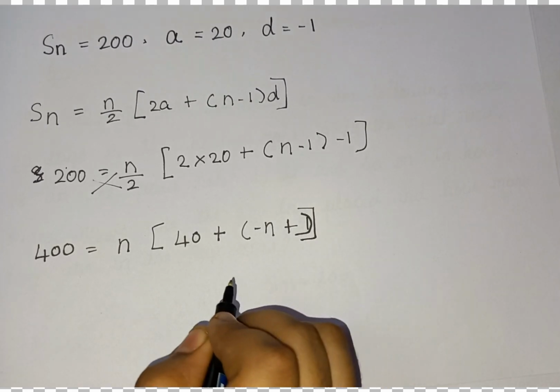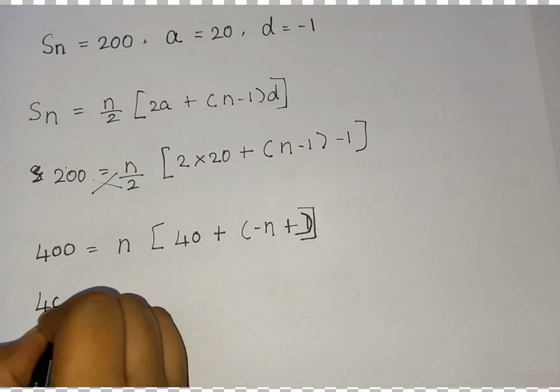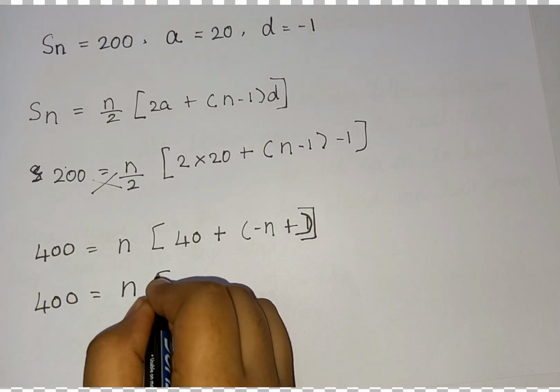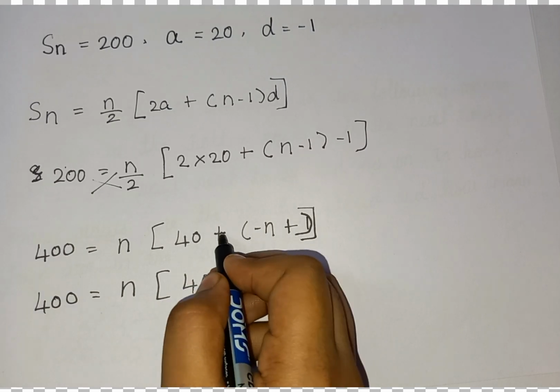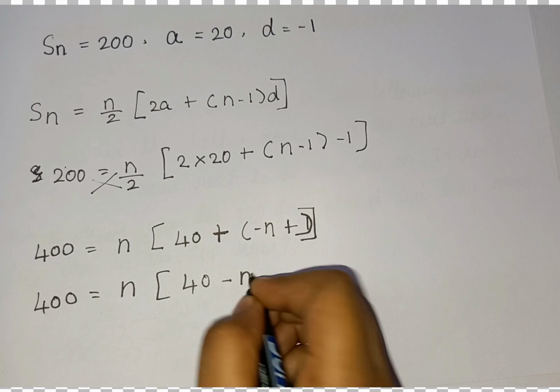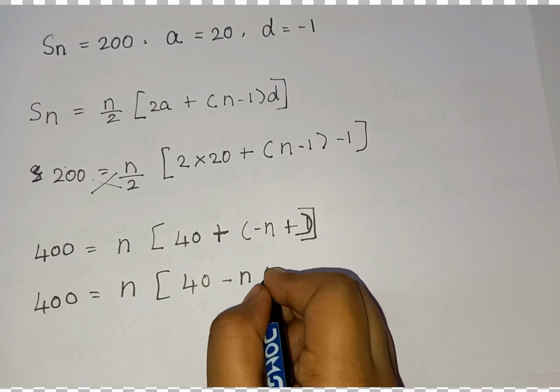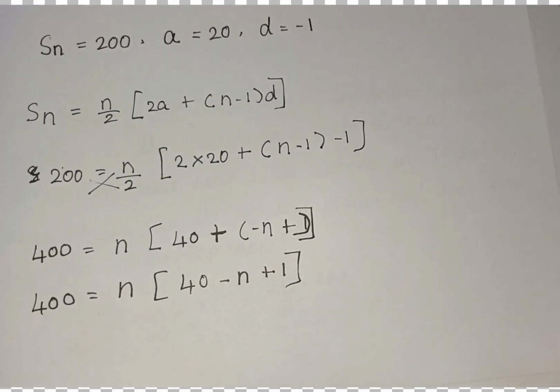Okay, so this is the bracket. I am sorry, I just wrote it like that. So 400 is equal to n and 40 plus... So let us multiply the signs. Here we have plus, so plus into minus is minus, so minus n, and plus into plus is plus, so plus 1. So here it is 1, right? And then close the bracket.